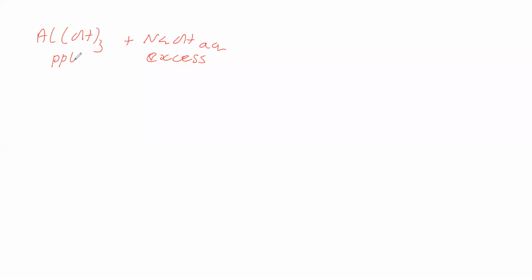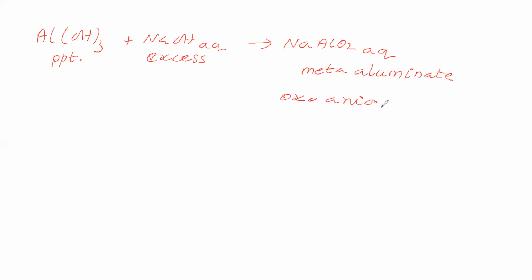It is a gelatinous white precipitate. This aluminum hydroxide dissolves in excess sodium hydroxide due to formation of an oxysalt. The oxysalt is NaAlO2, which is soluble in water, an aqueous solution. It is called sodium meta-aluminate. In this, the oxoanion is AlO2 minus. Now we can say aluminum is in the anionic part.